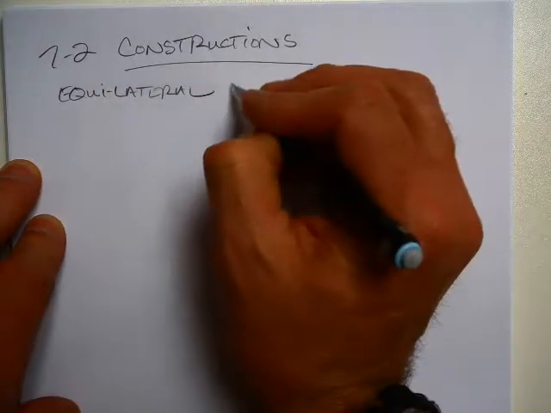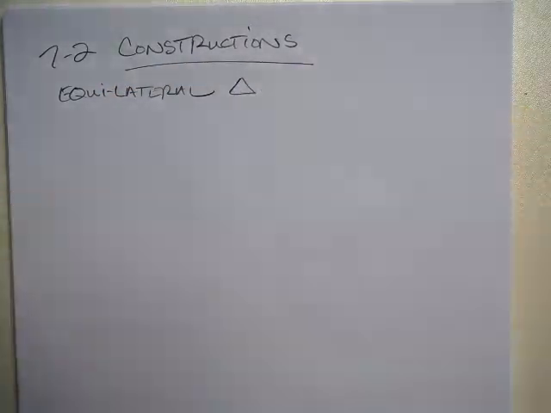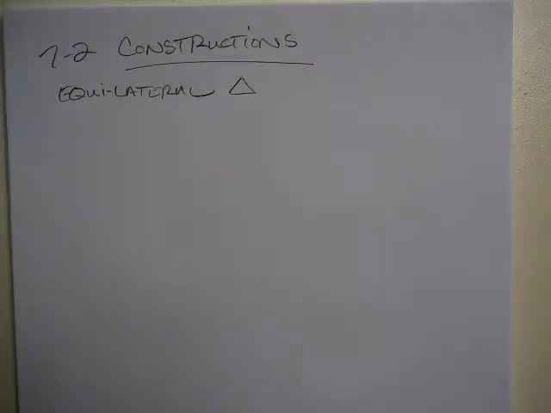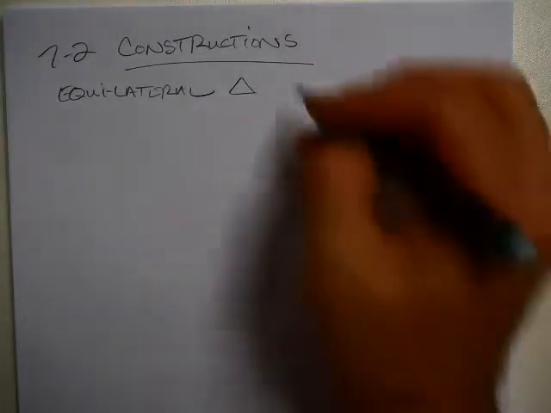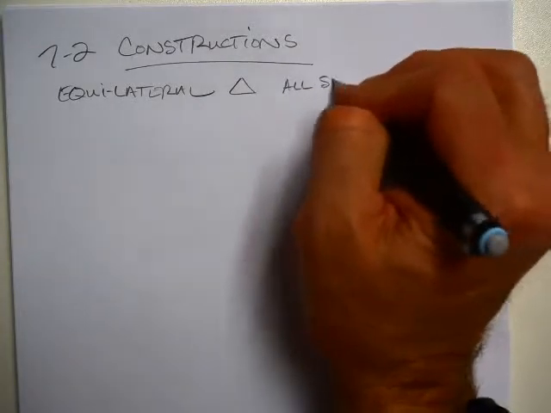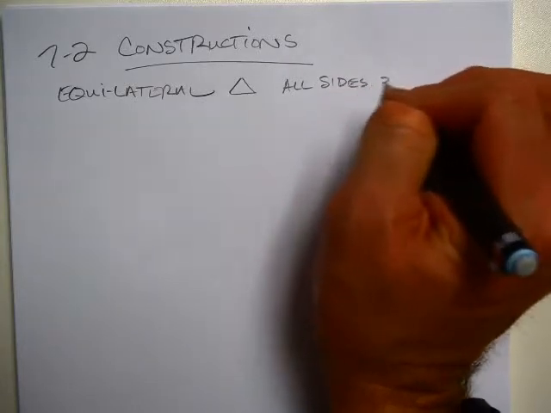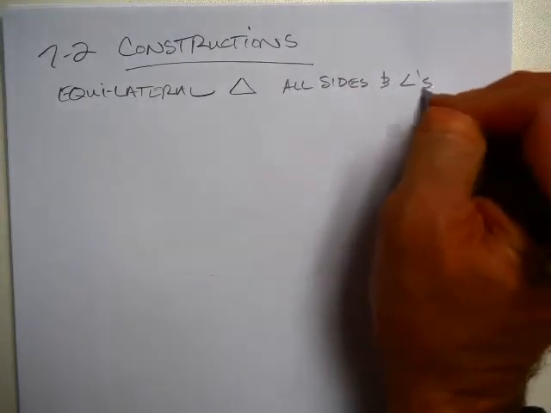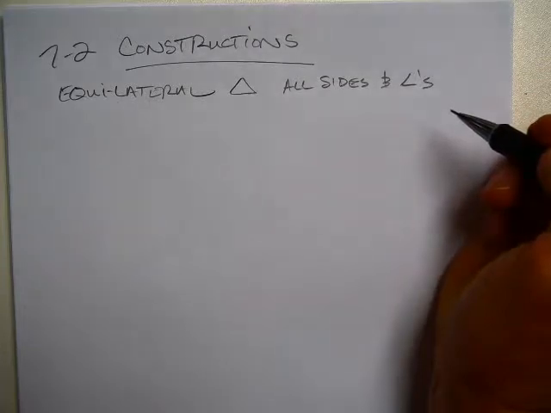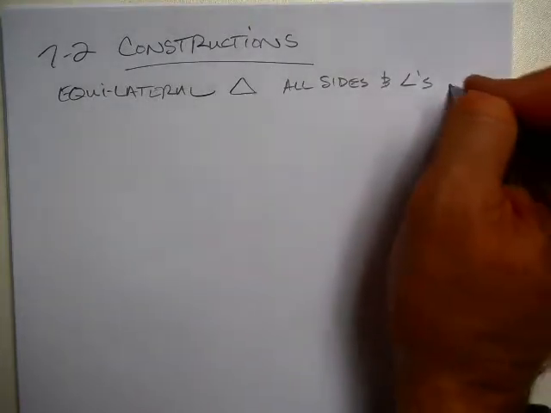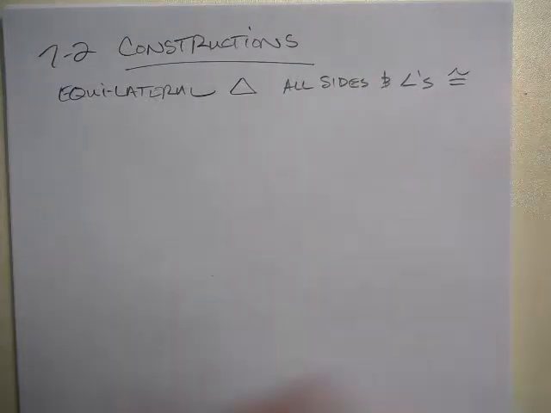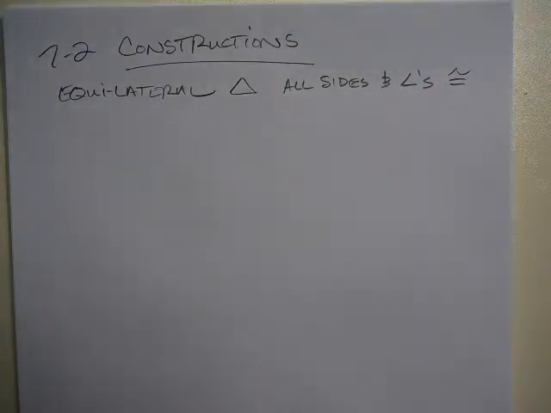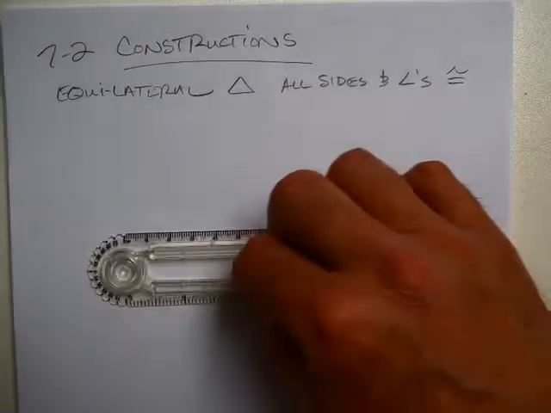What does it mean to be equilateral? Equal on all sides, right. Yeah, all sides and all angles are equal. And what's the word that we used in geometry for equal? Congruent. Good. Yeah, they're congruent. It means they match. They're the same. They match.